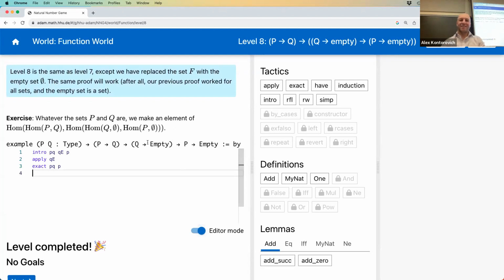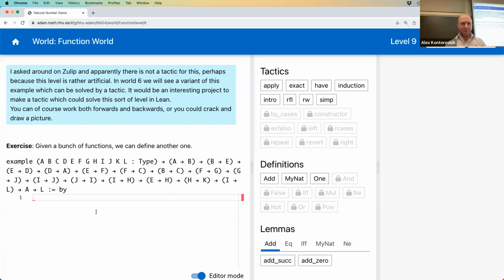So thinking of Q implies empty as being not Q, you would say apply QE. That's like your proof of not Q. Yeah, it's almost contraposition. You're given P implies Q, and you're asked to prove that not Q implies not P. So you say, well, okay, let's say P was true by contradiction, then P implies Q means that Q is true, and that's a contradiction. That's logically equivalent.